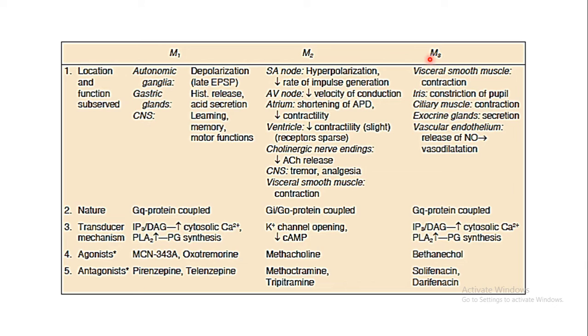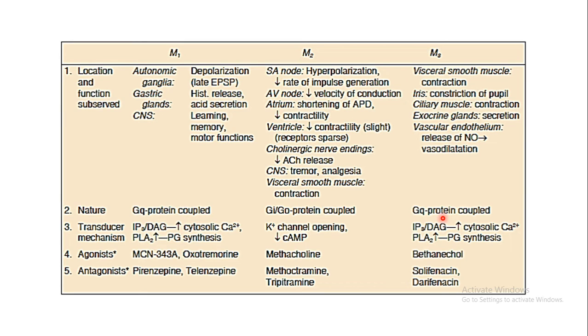Exocrine glands also contain M3 receptors, which when stimulated result in secretions from all these exocrine glands. Then the vascular endothelium, that is the endothelium of the blood vessels, also has M3 receptors. Now when these M3 receptors are stimulated, it will result in the release of nitric oxide, which is the endothelium dependent relaxing factor. As a result of this, the smooth muscles in the blood vessels will be relaxed. So it will result in vasodilatation. So the fall in BP will be mediated by this particular action.